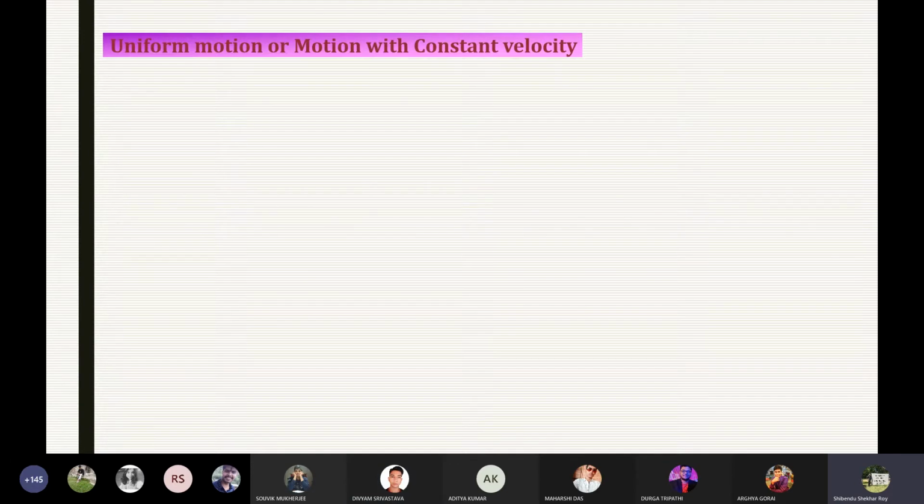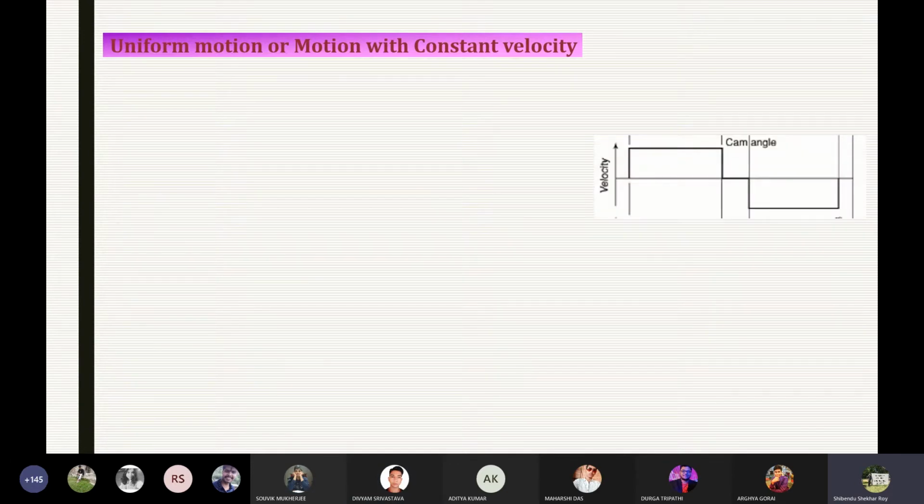Now just see, during the rise, let us say this period is the rise period. You forget about the dwell and the return. The dwell means no displacement, that means the velocity is zero. But when there is a rise, that means from this point to this point, this is the rise.